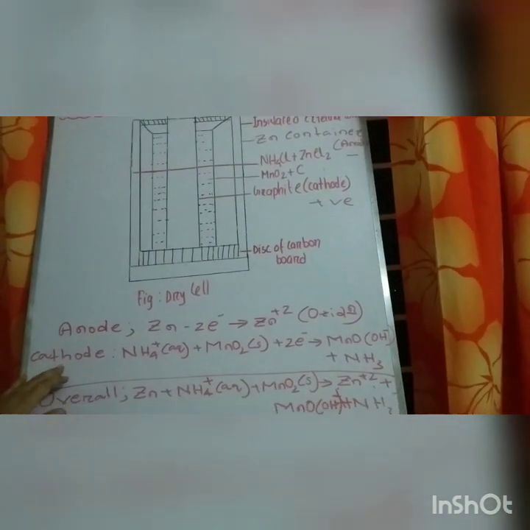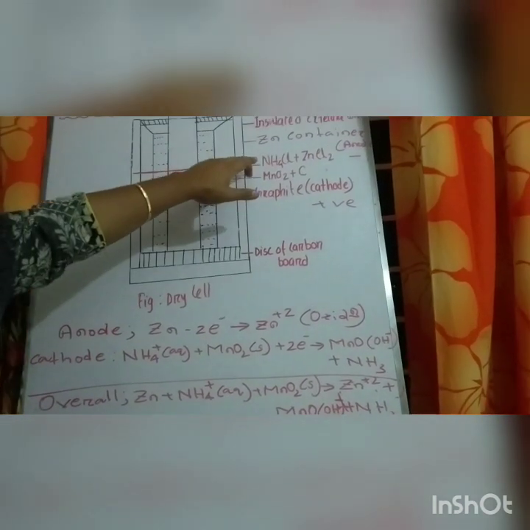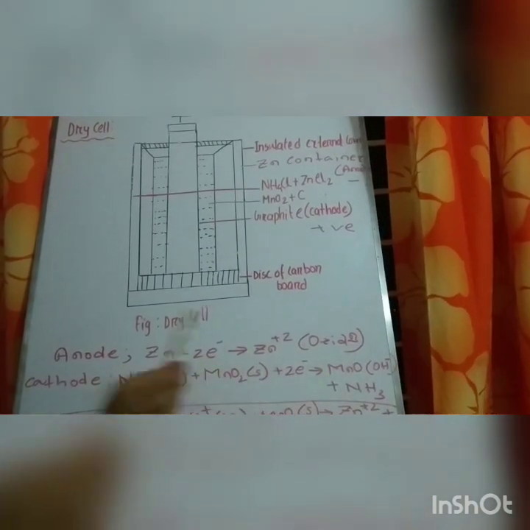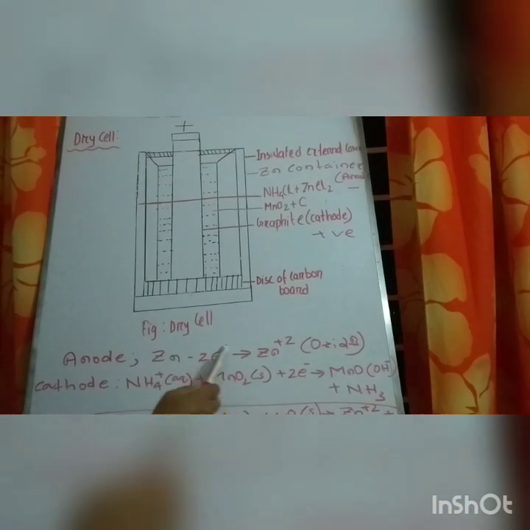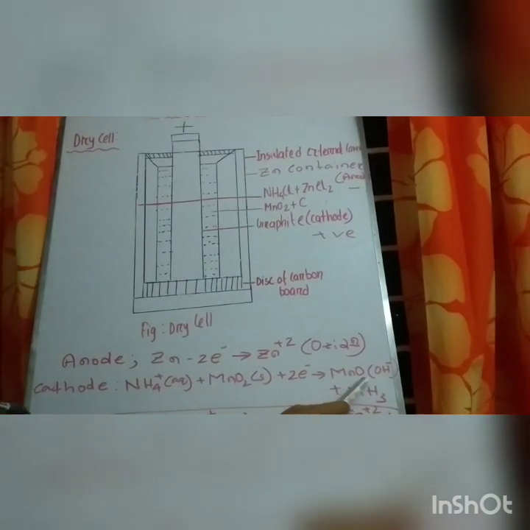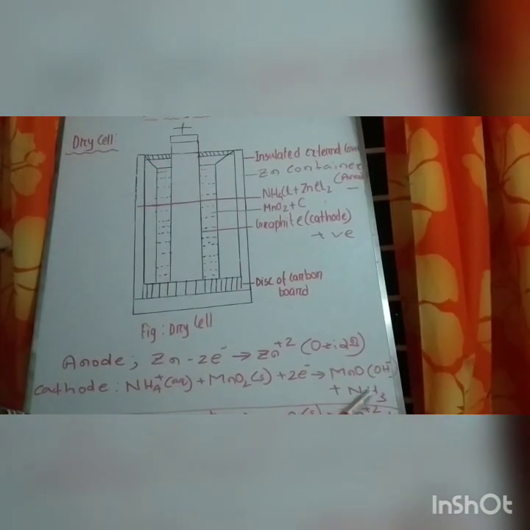And at the cathode, ammonium ion of ammonium chloride is mixing with manganese dioxide, which are receiving 2 electrons. These 2 electrons have been released by the zinc atom. After that they are producing a complex compound MnOH minus plus ammonia.